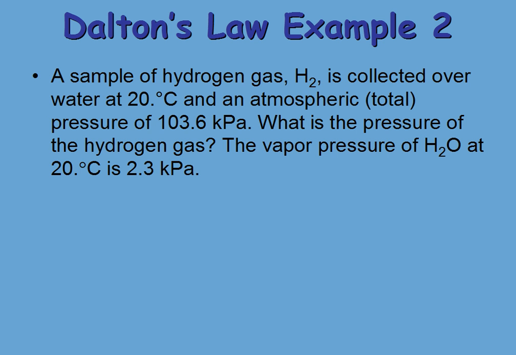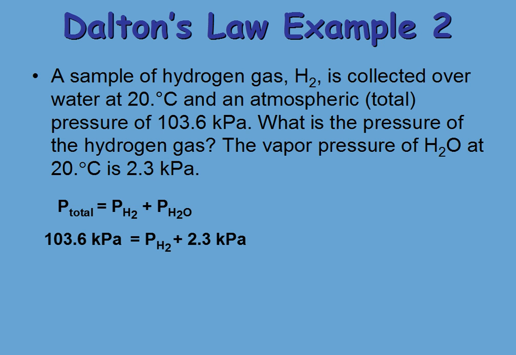Another way you can see total pressure, as you see up here in this example, is atmospheric. Atmospheric and total mean the same thing, and so we'll use that to set everything equal to. We're asked to find the pressure of the hydrogen gas. So our total pressure will be the pressure of the two gases, hydrogen, and the pressure of water. We know what our total pressure is, the atmospheric pressure, 103.6 kPa. We're trying to find the pressure of hydrogen, and we're going to add that to the pressure of water, 2.3 kPa. And the difference between the water's pressure and the total pressure will give us the pressure of our hydrogen gas.